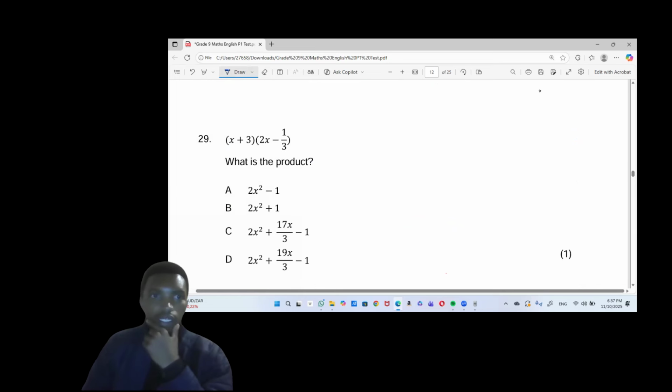And then number 29. Again, simplify here. What is the product? When we multiply this and that is going to give us what? 2x squared. We multiply it there again. It's going to give us what? 1 minus 3 over x. Now we come to this one. We multiply here. It's going to give us 6x. Then we multiply there. It's going to give us negative. Is it 3 or is it 1?